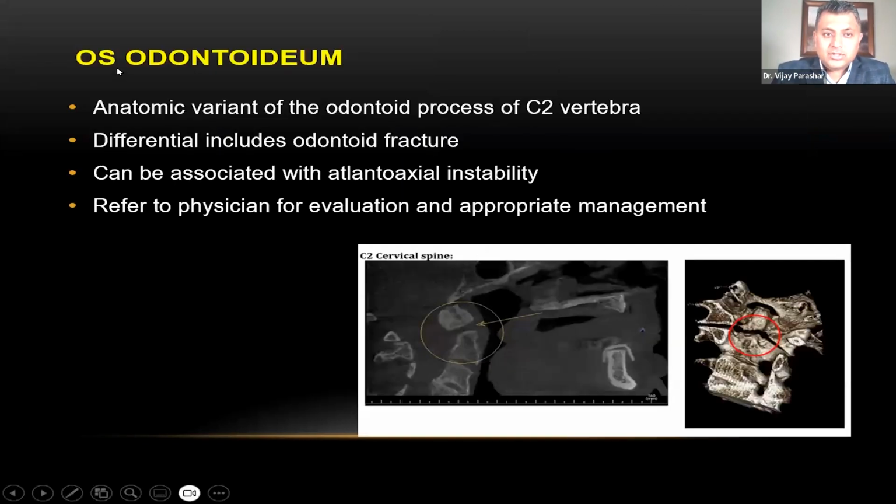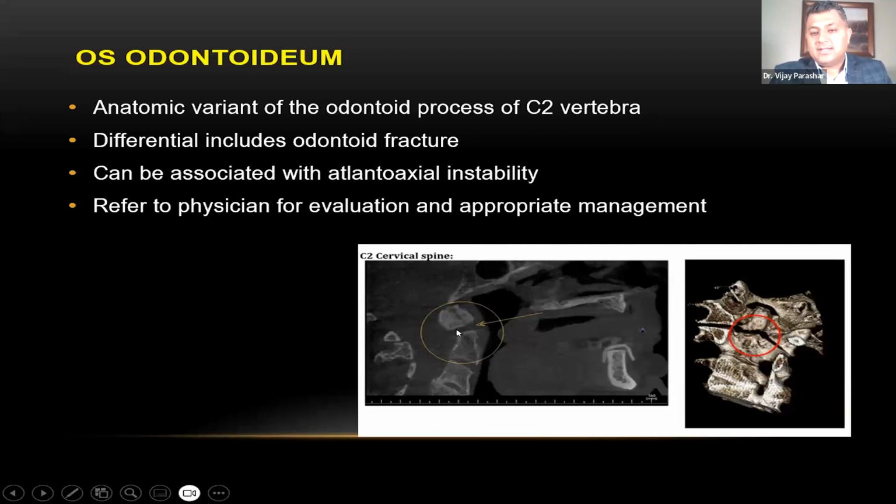This is called os odontoideum. This could be an anatomical variant of the odontoid process. Another thing we need to differentiate could be odontoid fracture. And this can lead to atlantoaxial instability.